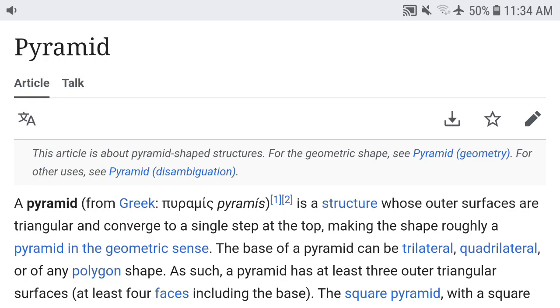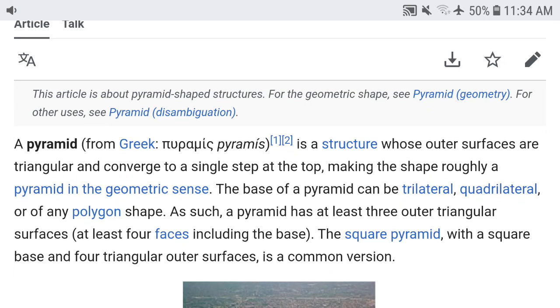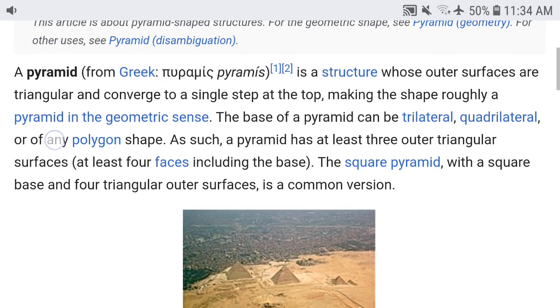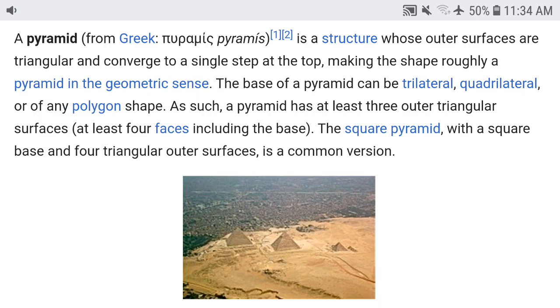Today we will talk about pyramids. A pyramid is a structure whose outer surfaces are triangular and converge to a single step at the top, making the shape roughly a pyramid in the geometric sense. The base of a pyramid can be trilateral, quadrilateral, or of any polygon shape. As such, a pyramid has at least three outer triangular surfaces, at least four faces, including the base. The square pyramid with a square base and four triangular outside surfaces is a common version.